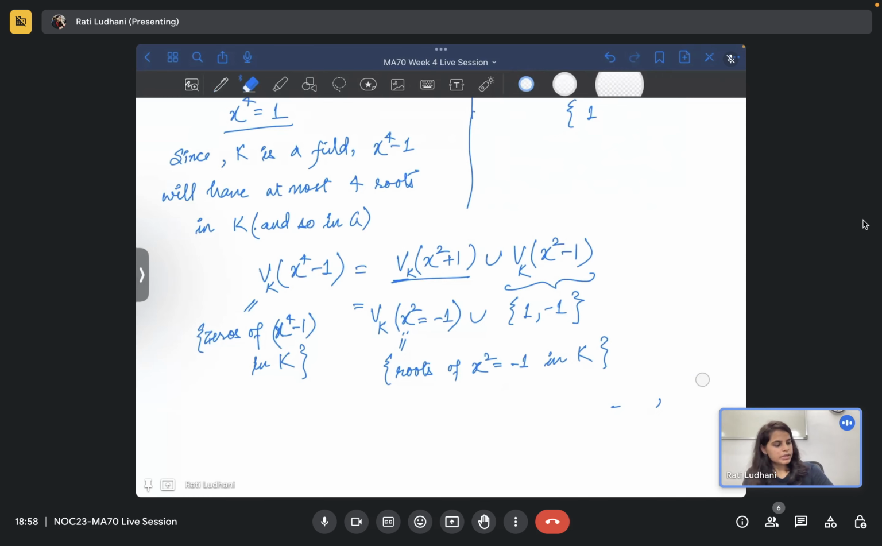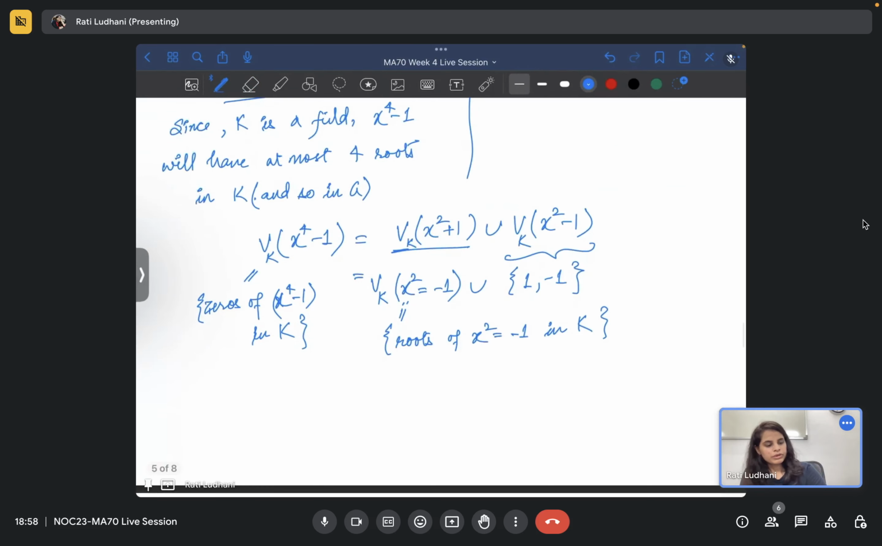So when will it happen? Can you tell me when roots will be there or not? What is this condition? We can separate it. So roots of x square is equal to -1 is not in K means 4 does not divide n. Is that okay?